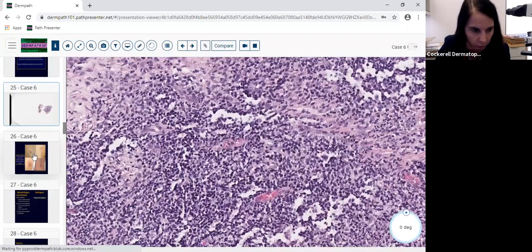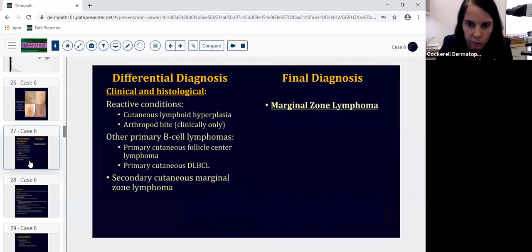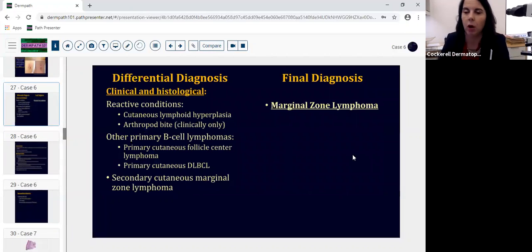Clinically, it's very important to look at the clinical picture on this. Obviously, we have a group of red violaceous indurated plaques, nodules, or tumors. So we have multiple nodules here, which is a very important finding. This did turn out to be a marginal zone lymphoma.